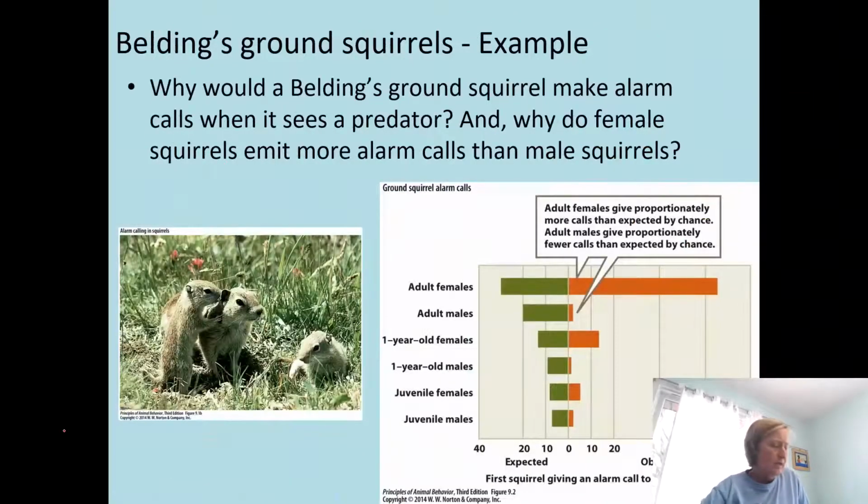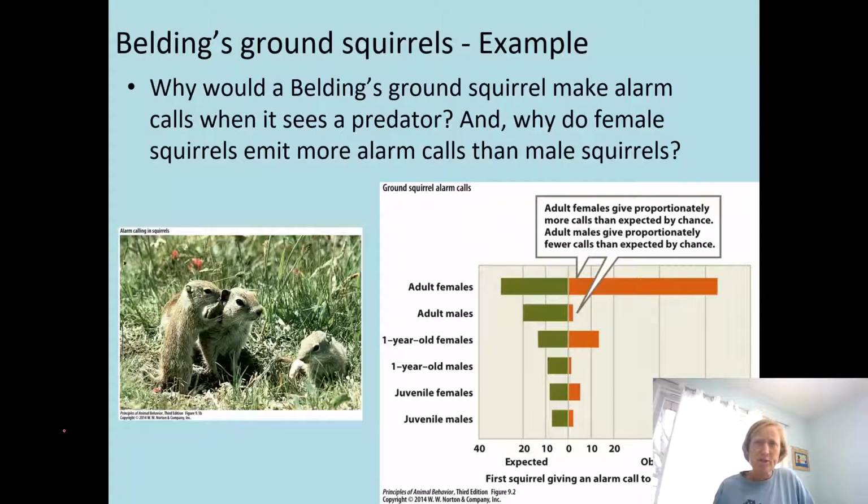Here's one situation that is pretty interesting. Belding's ground squirrels live in large, complex societies. In these societies, females stay in their natal land. In other words, females stay where they were born. Males leave their natal land and find a new population to go to. Okay, so females have many, many relatives in the colony, but males don't.